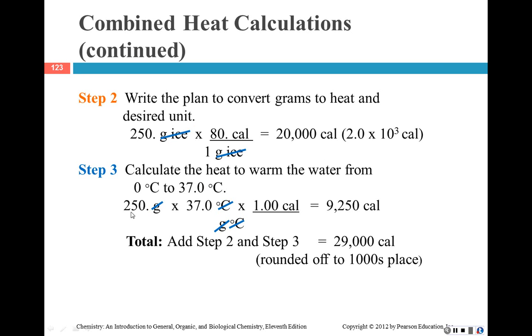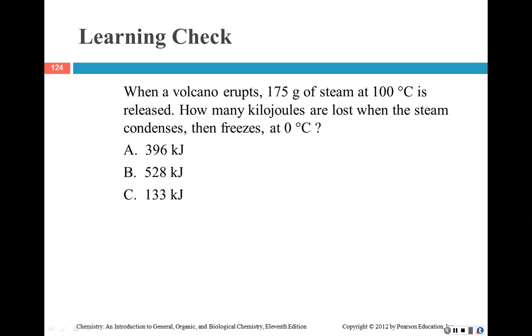So 250 grams times 37 degrees C, times 1 calorie over grams degrees C. So you can cancel all of that. That'd give you 9,250 calories. In this case, since you're changing two things, you have to add those two together. So you add the 20,000 and the 9,250, and if you use your correct sig figs, approximately 29,000 calories.